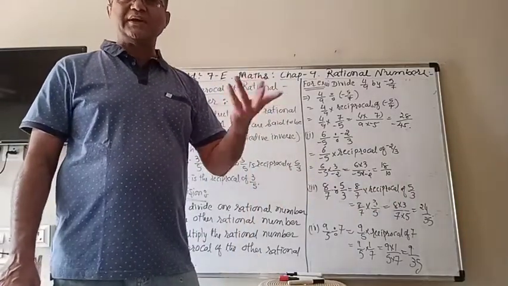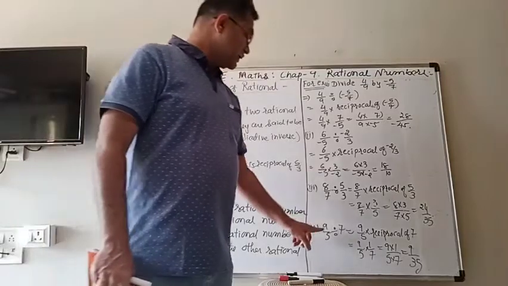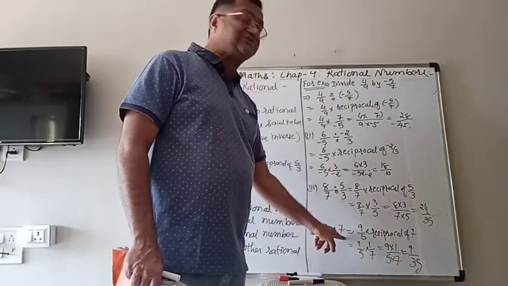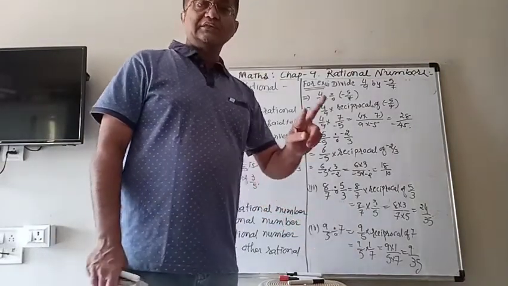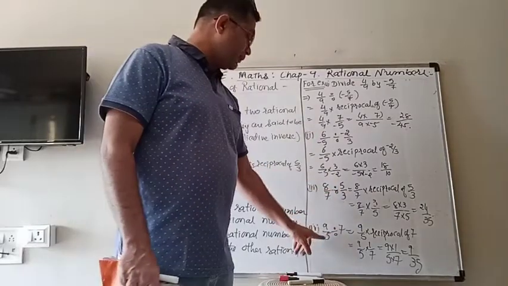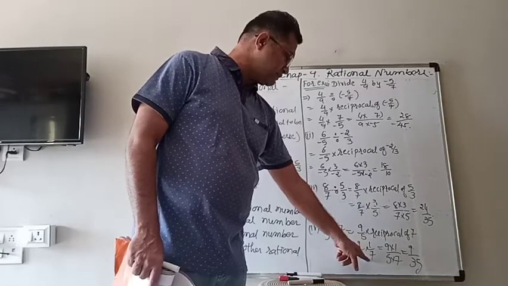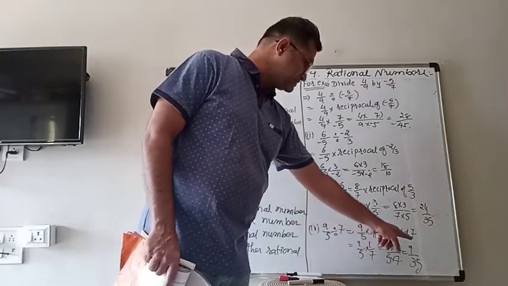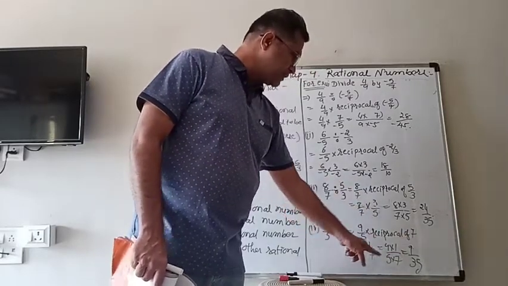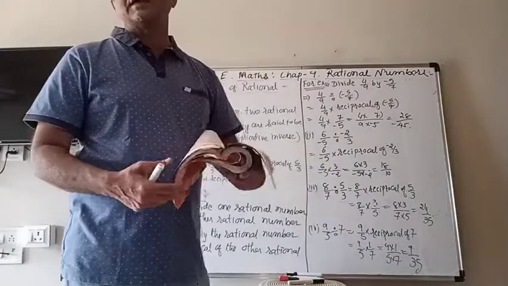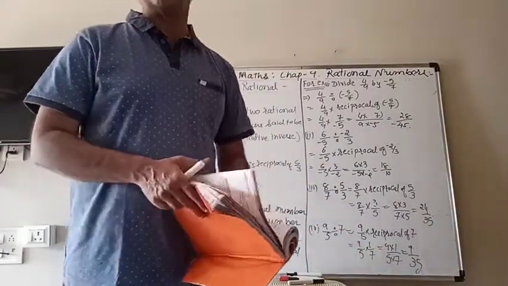Then I took an example if there is an integer also. 9 upon 5 divided by 7. 7 is an integer, but the reciprocal is there. So 9 upon 5 multiplied by the reciprocal of 7, that is 1 upon 7. So 9 multiplied by 1 is 9, and 5 times 7 is 35, and thus we get the answer here.